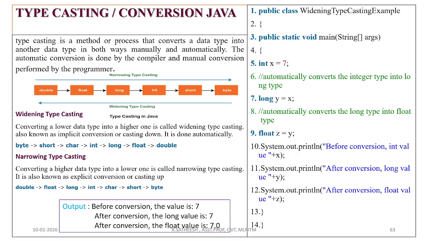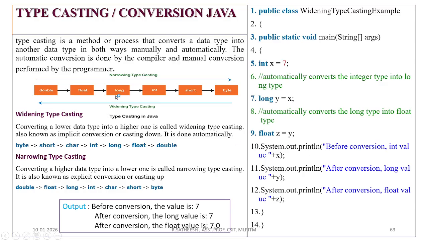Let us see the typecasting and conversion concept. Typecasting is basically a method, a process that converts a type into another type. Basically, you can convert one data type to another type. Normally, if it is lower to higher, no problem. If it is higher to lower data type, definitely we need to do a casting. Let's see in detail.